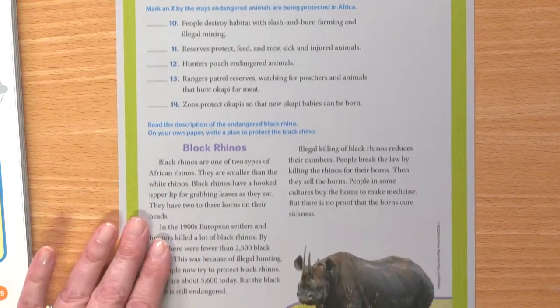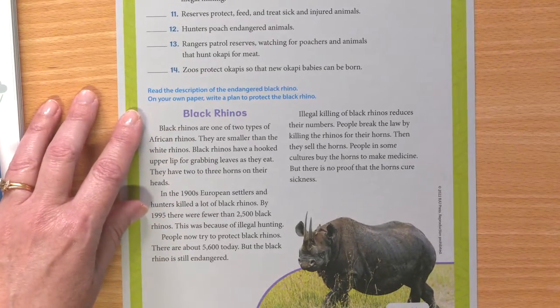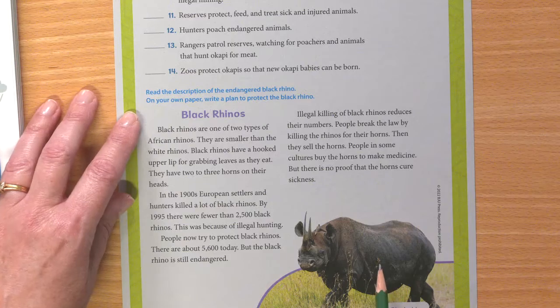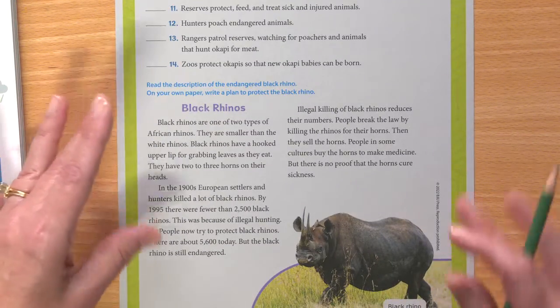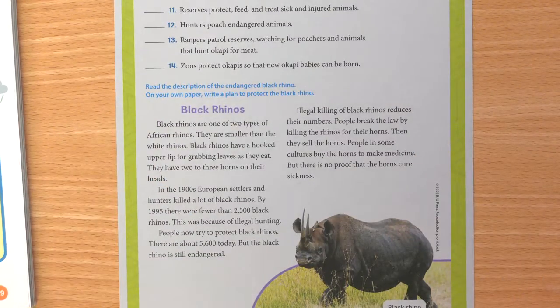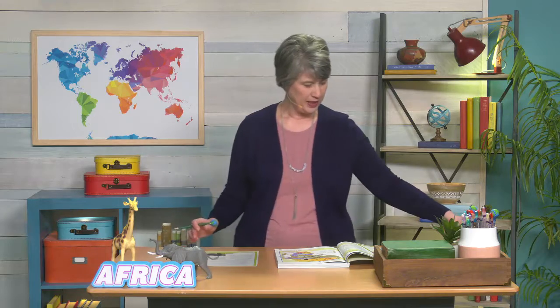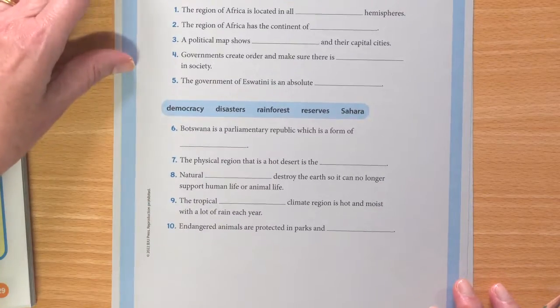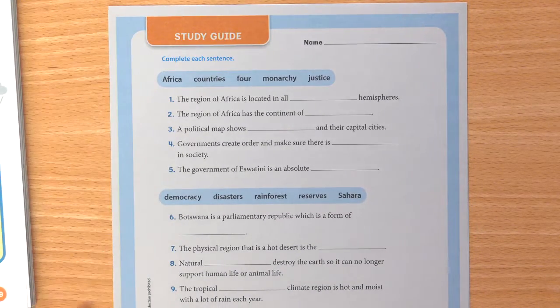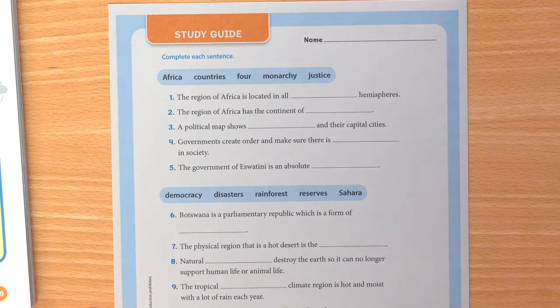And then the bottom section says, read the description of the endangered black rhino. On your own paper, write a plan to protect the black rhino. All right, so you'll be reading this, and then you can use some notebook paper to write your plan. And then on page 25, it is a study guide page. This is a good review of the things that we have learned in the last few lessons. So you can finish these pages after our lesson.